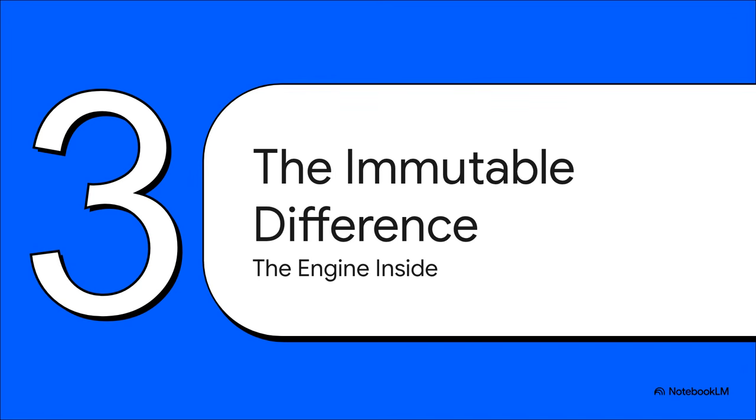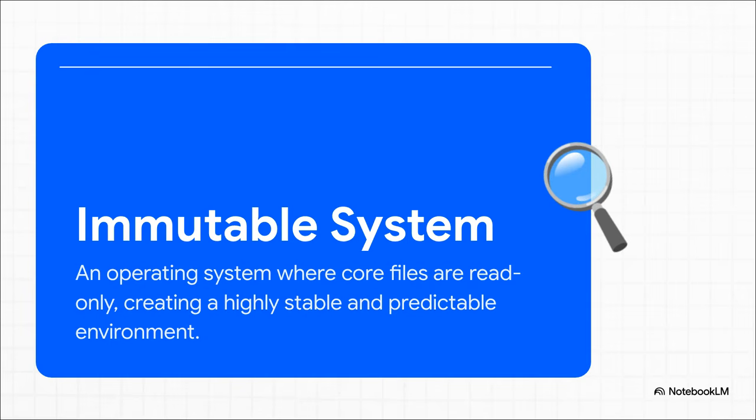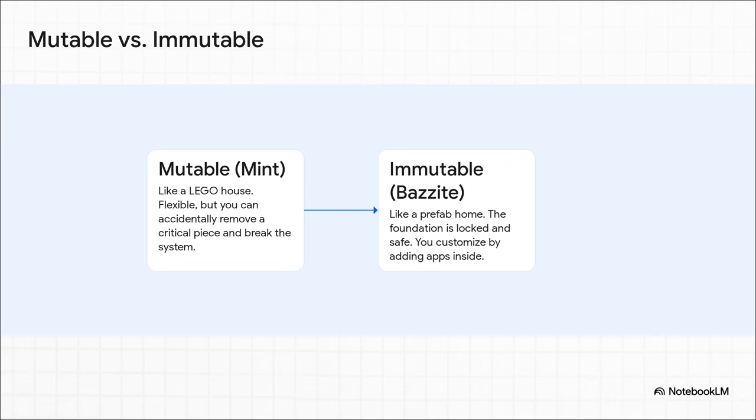Now, the single biggest difference, and I mean the most important thing to understand, comes down to a technical concept that totally changes how everything works. We need to talk about the engine that's running under the hood for each one. Bazzite is what we call an immutable system. You can see the definition here, but what it really means is that the core guts of the operating system are locked down. They're read-only. You can't mess them up, even by accident. Now, this is a huge change from how systems like Windows or even Linux Mint work. So what does that actually feel like to use? This slide is the perfect way to explain it.